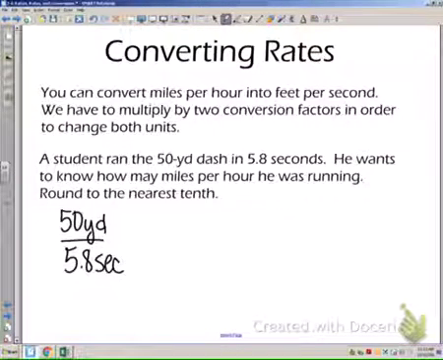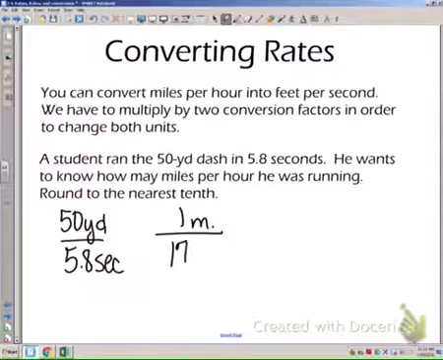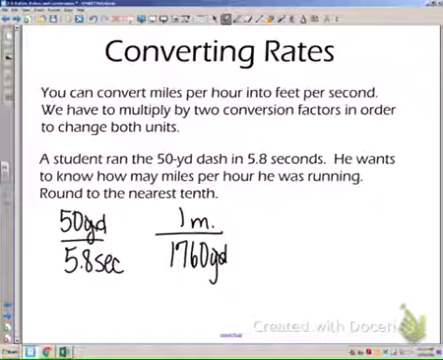So let's think about a plan here. A few things that I need to know to begin with is that 1 mile is equal to 1,760 yards. So 1 mile is the same as 1,760 yards. Now I chose to write it this way because I want, once again, my yards to cancel. So now I've got miles per second, but we don't want miles per second. We want miles per hour. So I know that I need to get rid of the second.